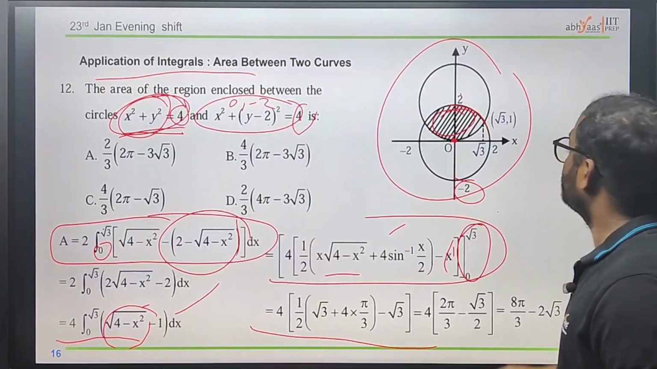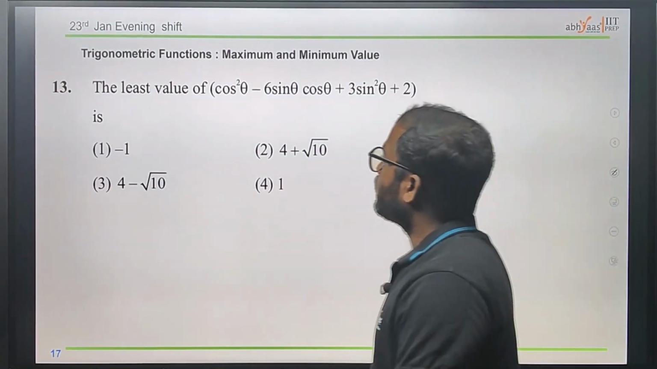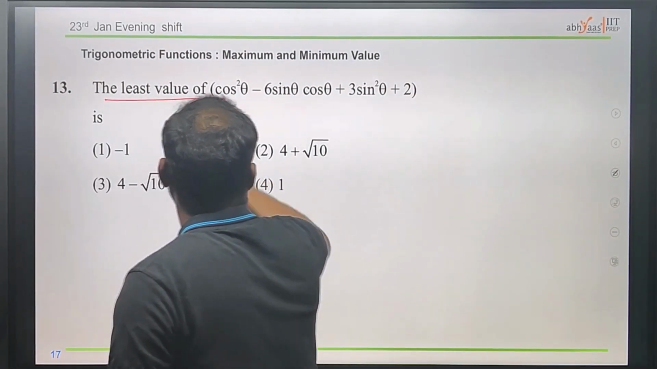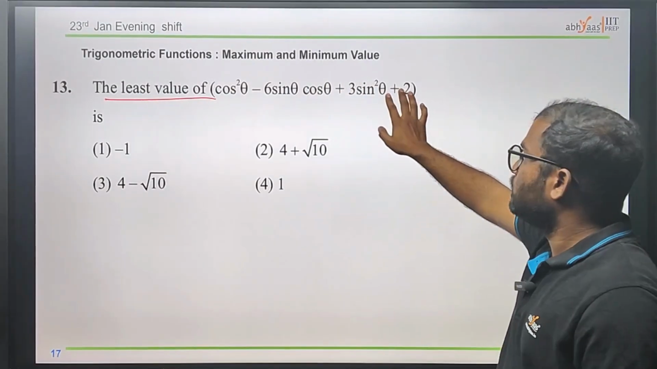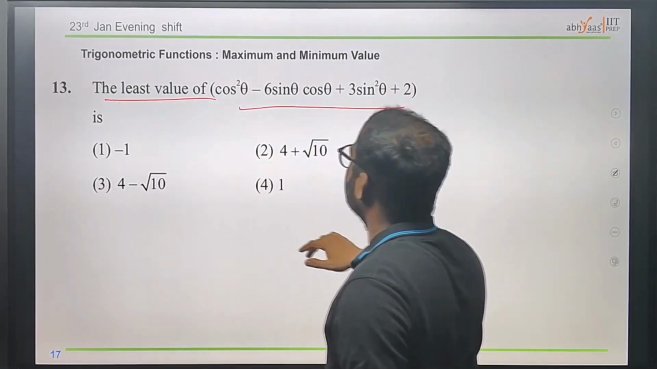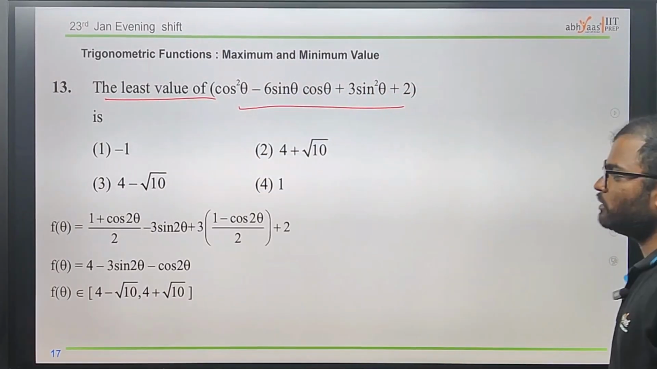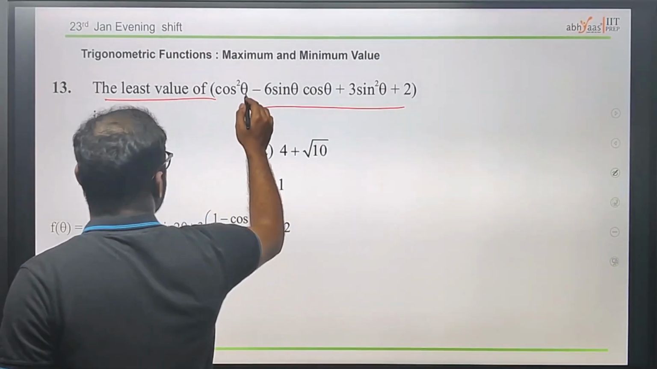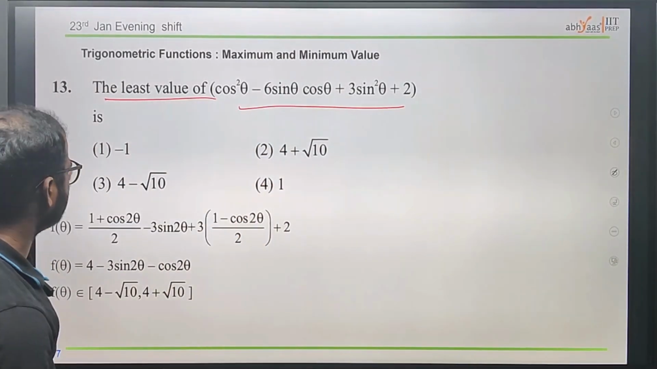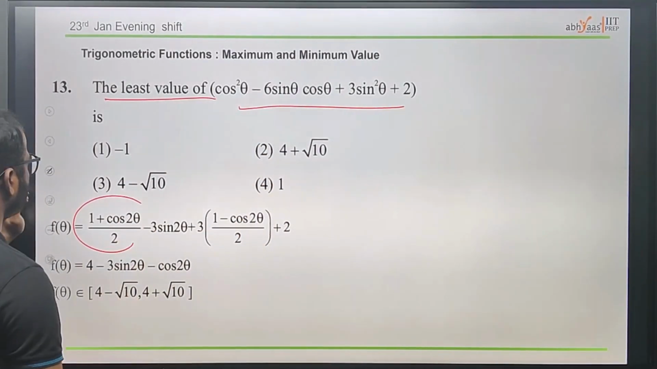Now in the second one, based on the question, we need to find the least value of this condition, since we need to just convert this one. In order to find this, we have to simplify it, which is like cos square theta and 3 sin square theta.